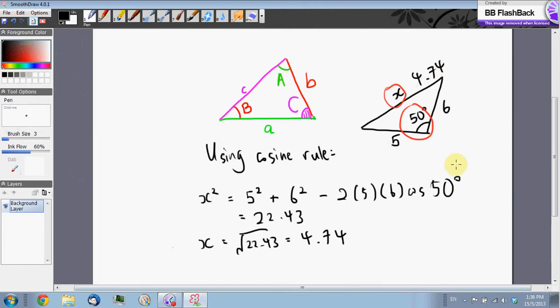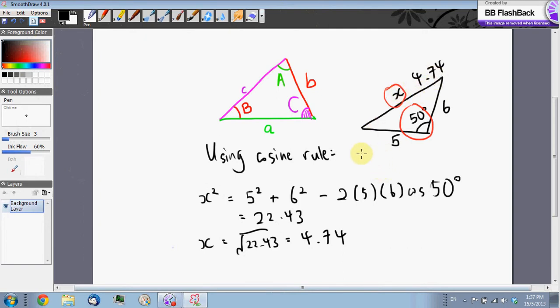Okay, so the cosine rule is usually used when you are given an angle and the length of the sides enclosing the angle, and they are given nothing else. So in this situation you have to use the cosine rule to find the length of the side.